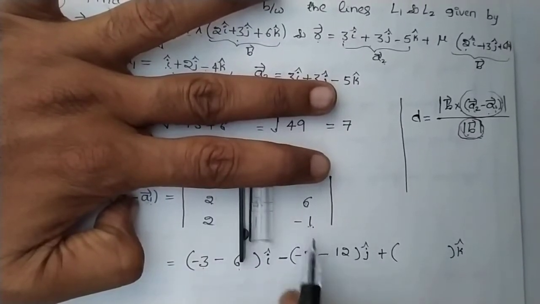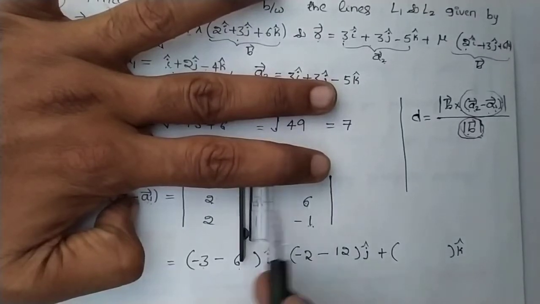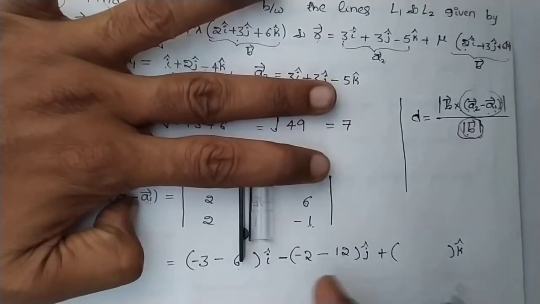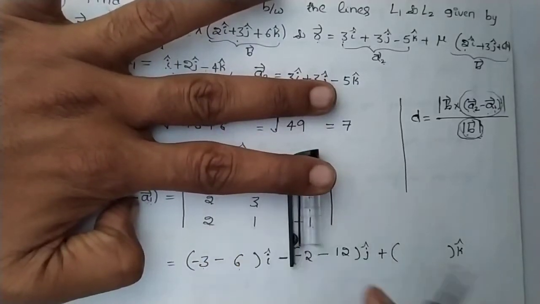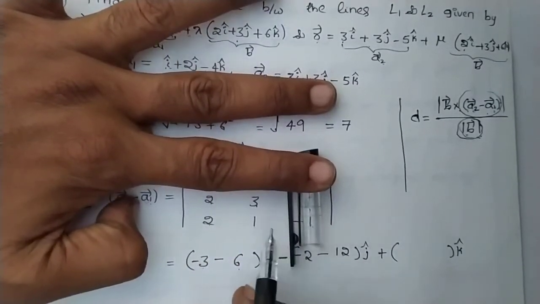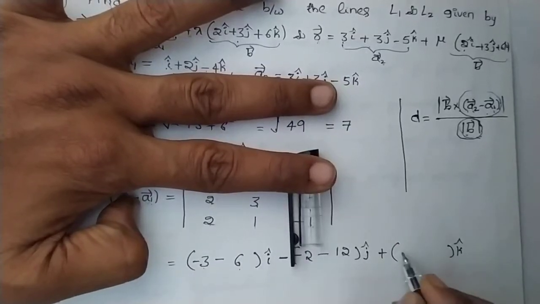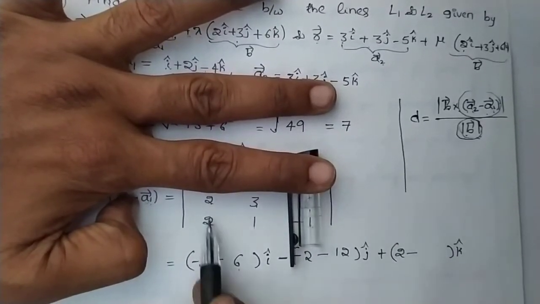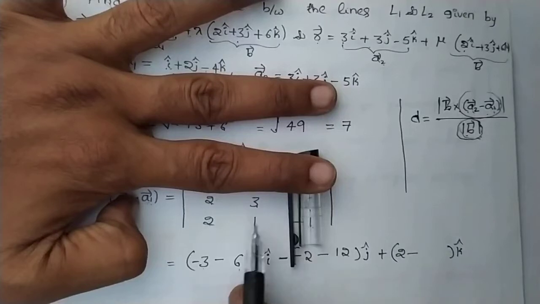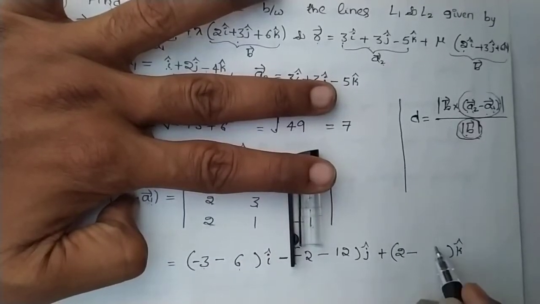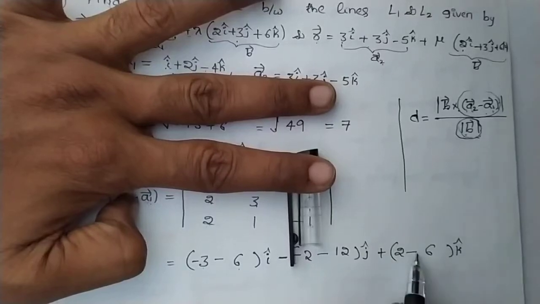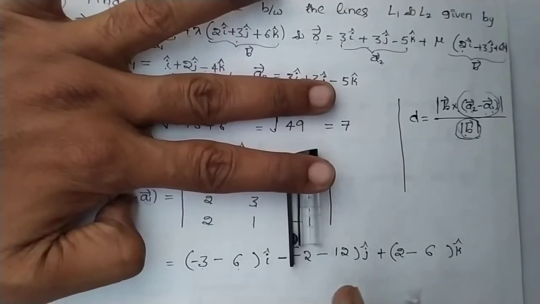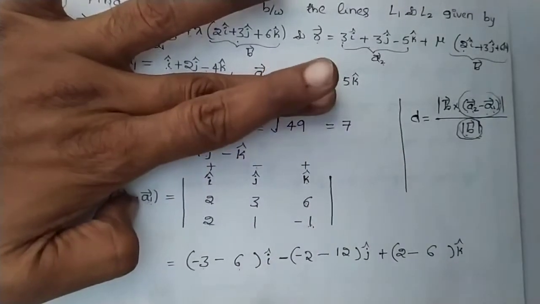2 into minus 1 is minus 2, minus 6 into 2 is 12. Next, delete that corresponding row and corresponding column. 2 into 1 is 2, minus 2 into 1 is 2, minus 3 into 2 is 6. 2 into 1 is 2, 2 minus 3 into 2 is 6. Okay, understood?